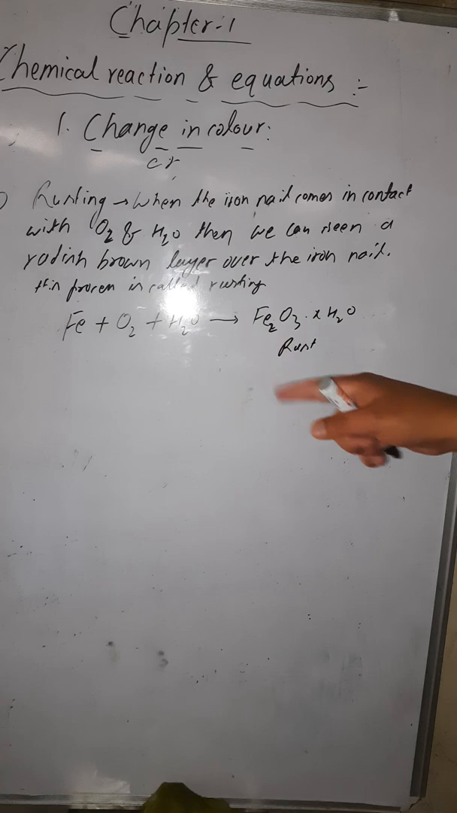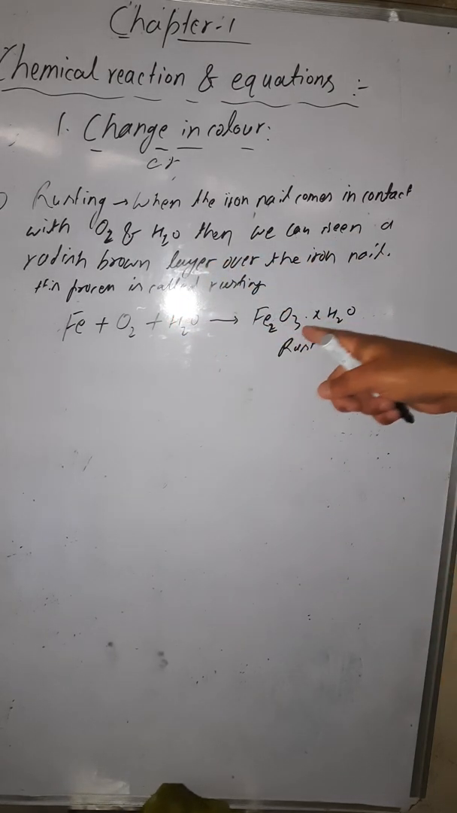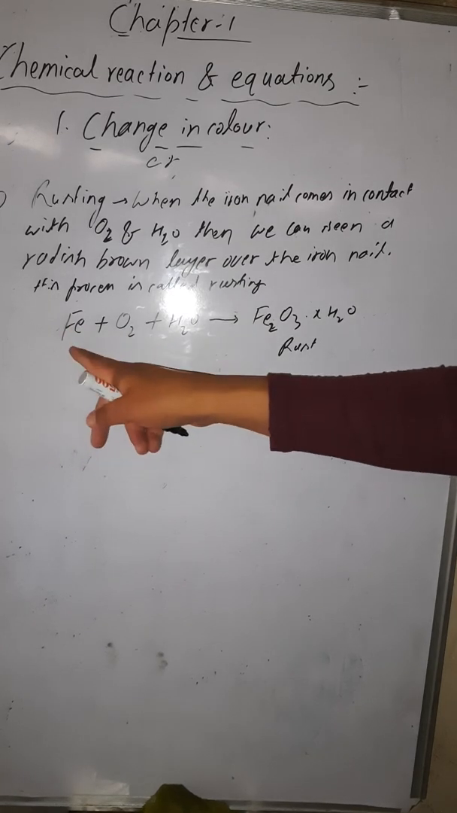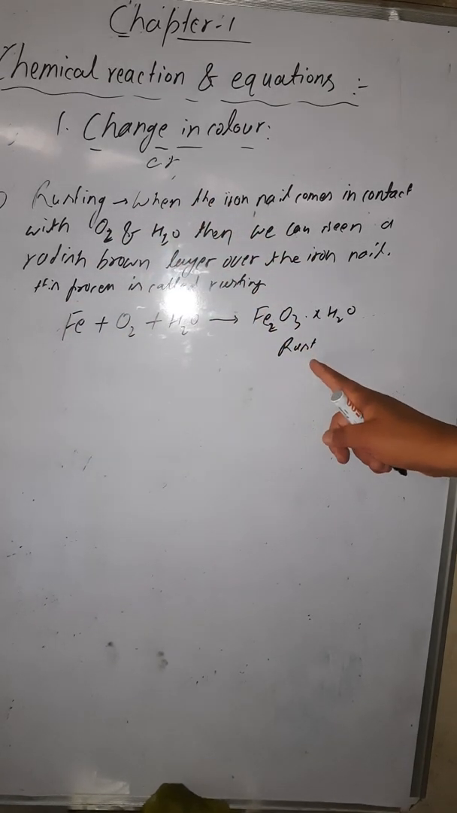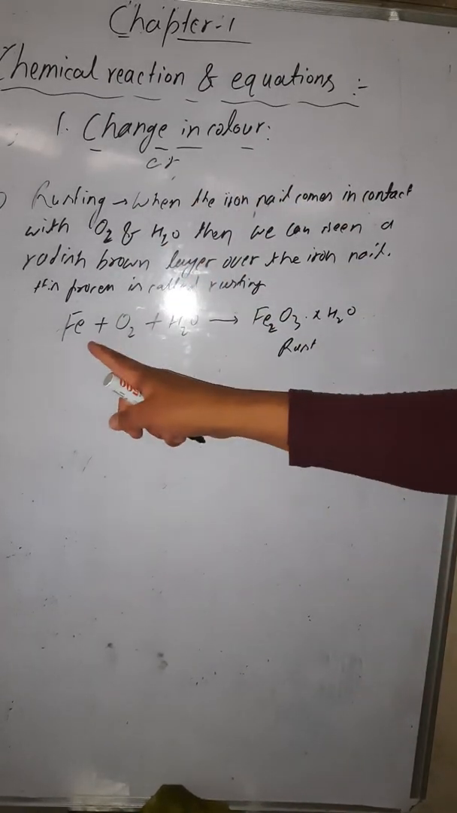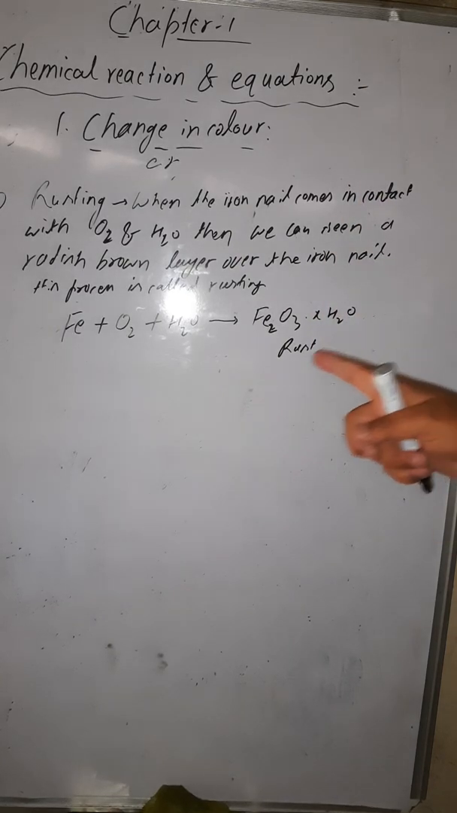This is the coating of rust which you can see over the iron nail, reddish brown color. Here the iron nail is blackish in color, and now it is changing into reddish brown color. So again you can see a change in the color, which means a chemical reaction is taking place here. Are you getting this? Yes.